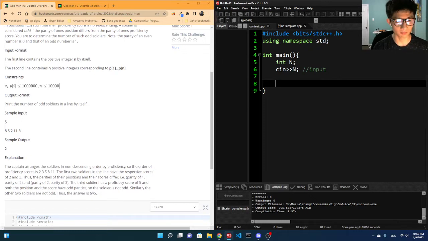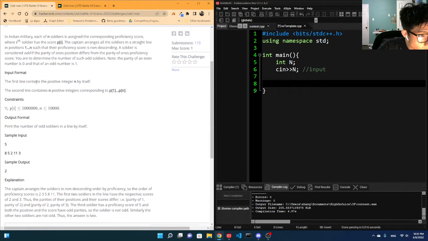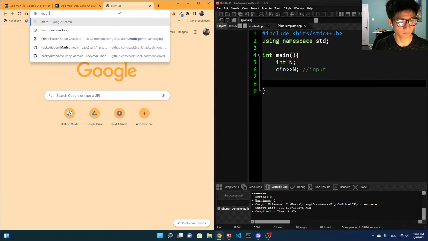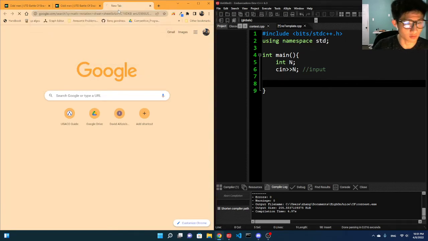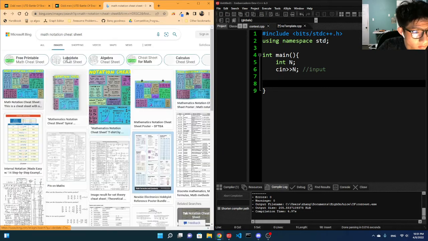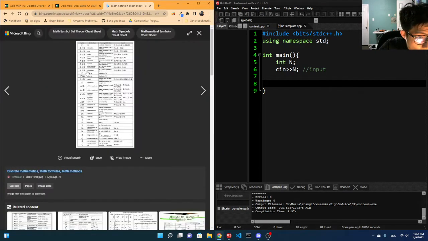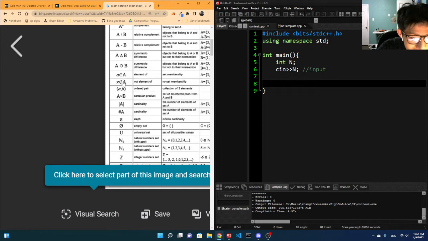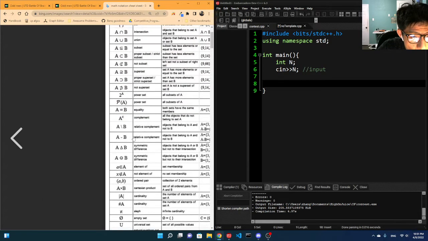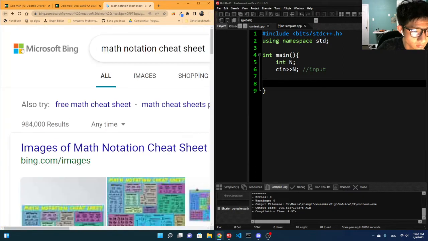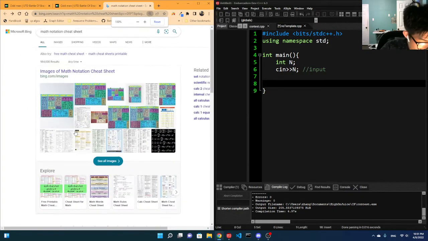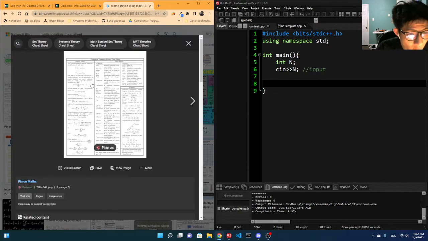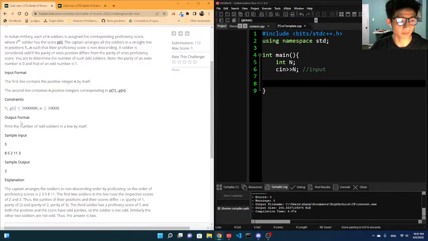And so P_I, constraints. I think this is element of, it's annoying. Notation cheat sheet, I bet there's one out there. Oh my god. Let's see. Don't mind me, I have a virus on my computer, so that's why I'm using Bing. Doesn't have it on here. Whatever, here you go. Okay.